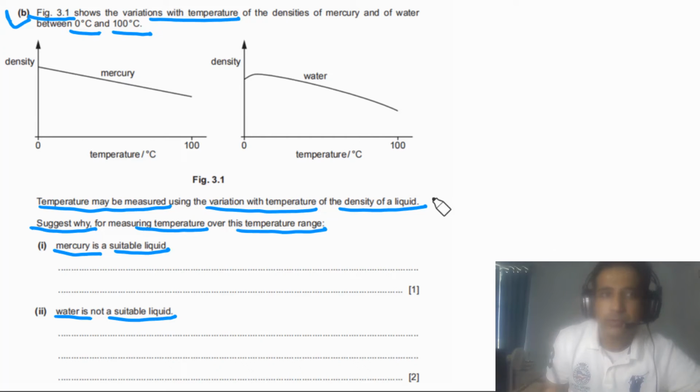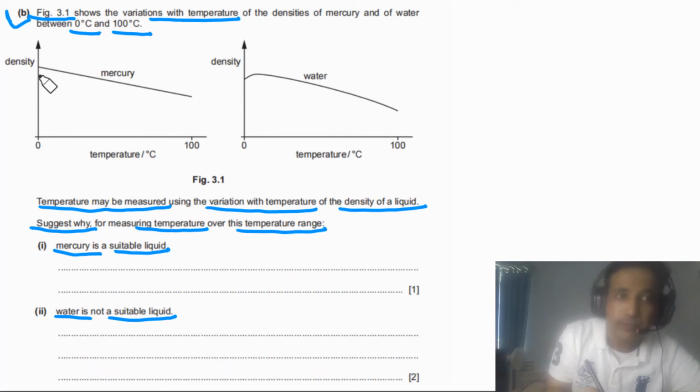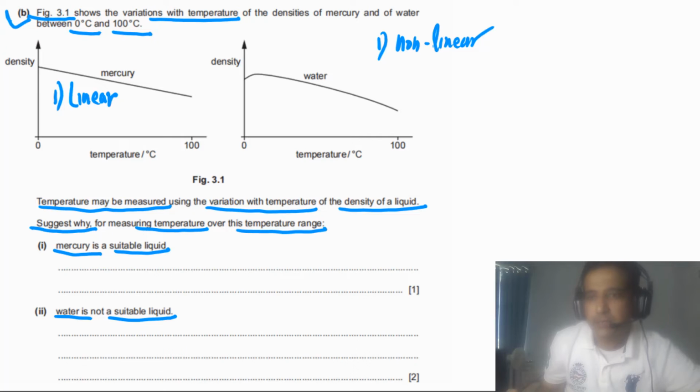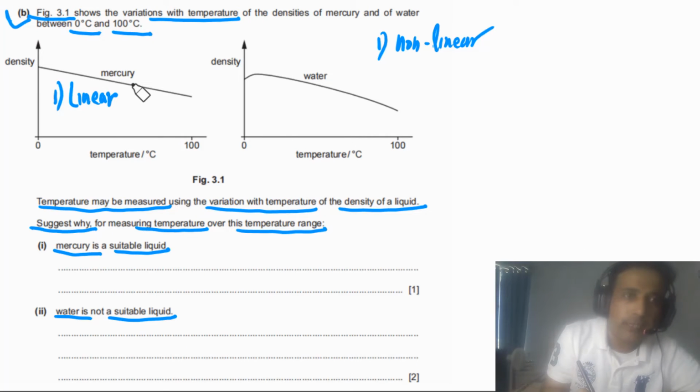If we look at this graph, we can see this graph is linear. So one thing we can say about this graph, this one is linear. But if you look at this second graph, this graph is non-linear. This one is linear, and also it has a unique value of density at each temperature.